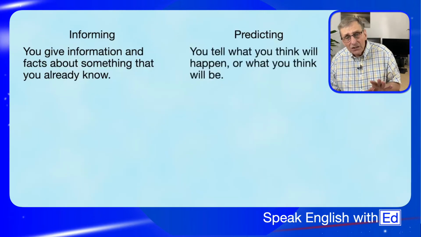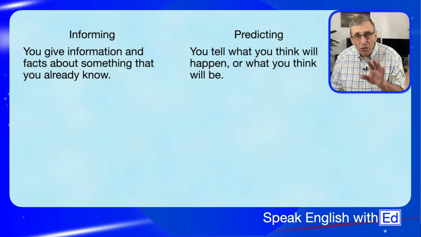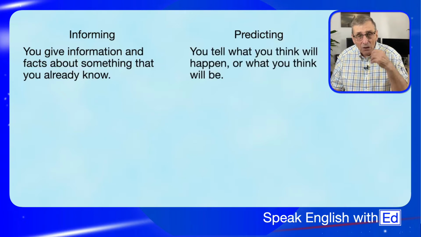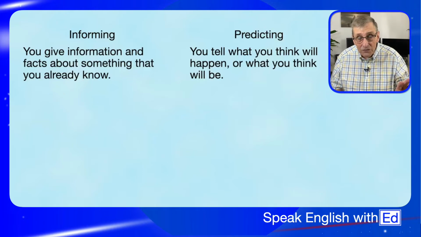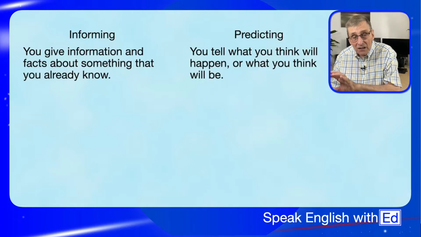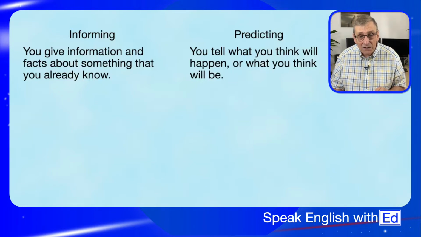When you make a prediction, you tell them what you think will be. You tell them what you think is going to happen. You don't know for sure yourself, but you're telling them what you think. So let's have a look at a sentence, and you tell me whether this sentence is informing you of something or predicting that something will happen. What is this sentence?